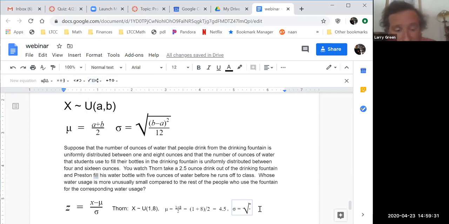Okay, b is 8. I need parentheses. 8 minus a, which was 1. Want to square that guy. And then we're dividing by 12.